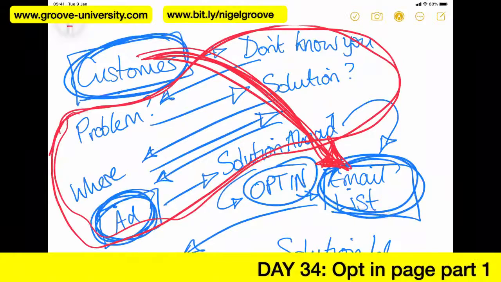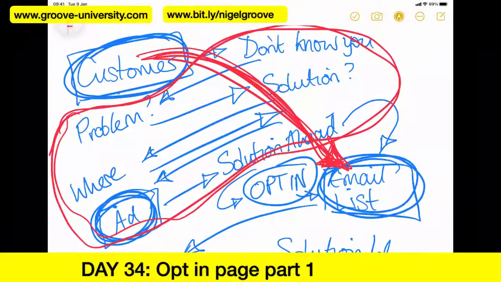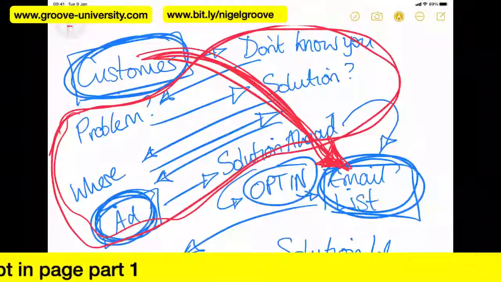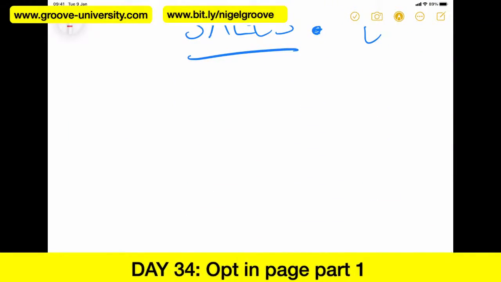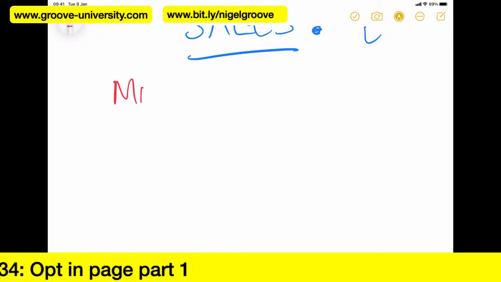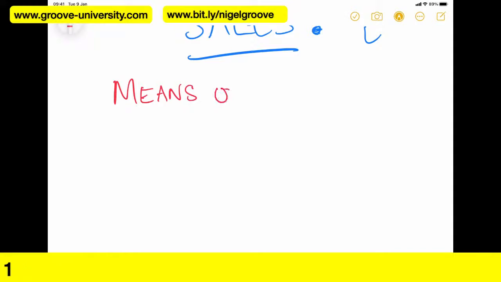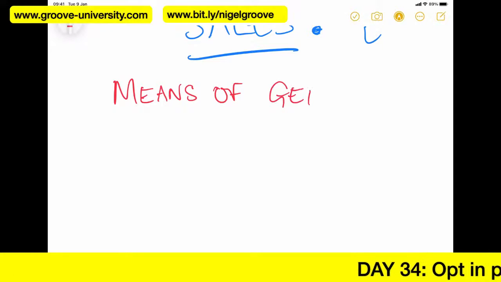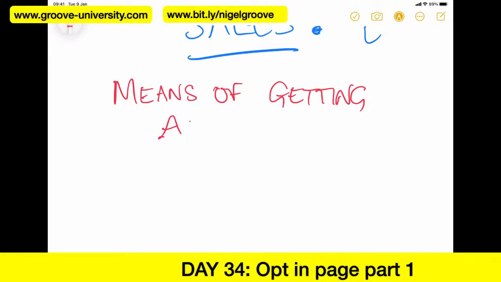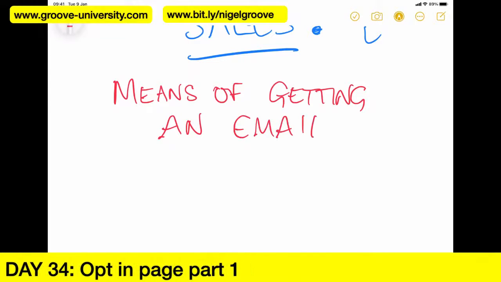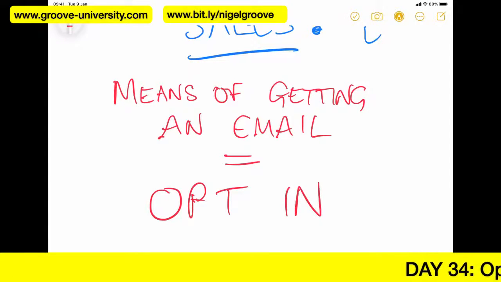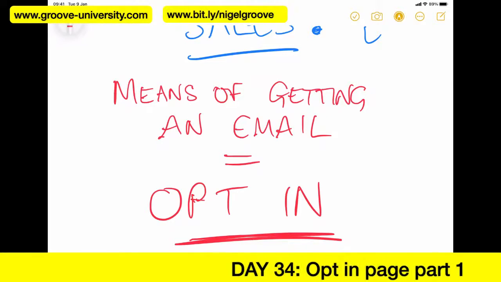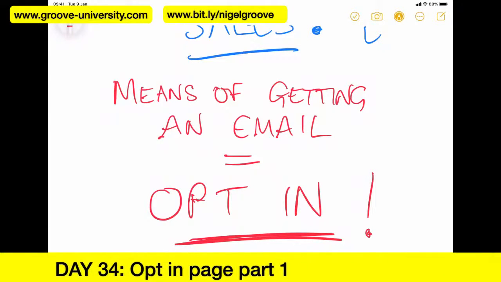Okay. And the only way that someone can get from out here onto your email list is if they give you their email, and you get that through the opt-in. So essentially, what we must do, we must have a means of getting an email, and that equals the opt-in. Okay, and that's the key thing. So you've got to get them to opt in.